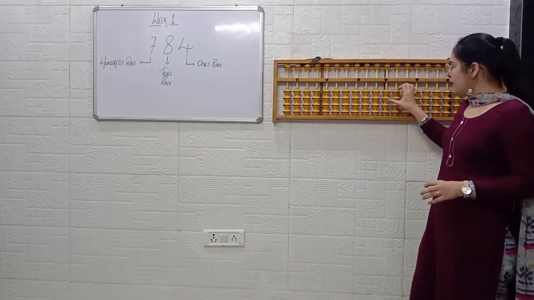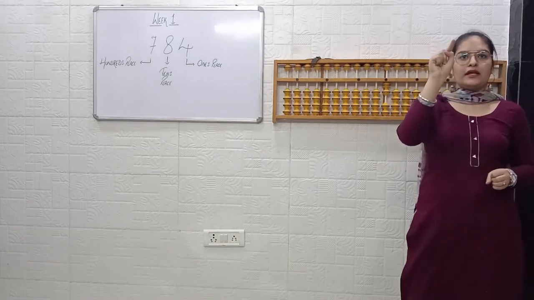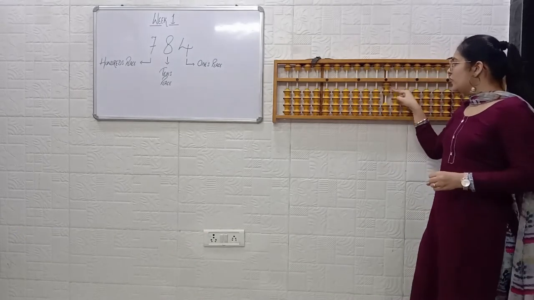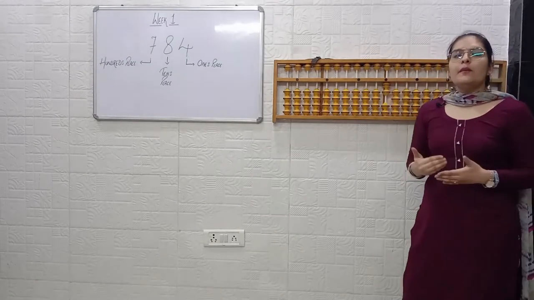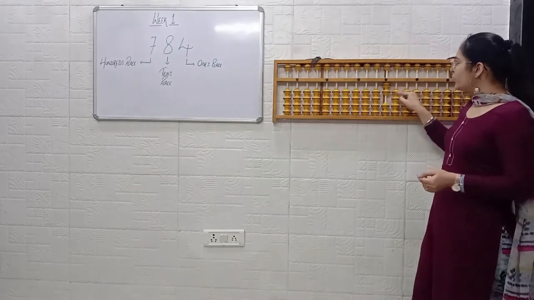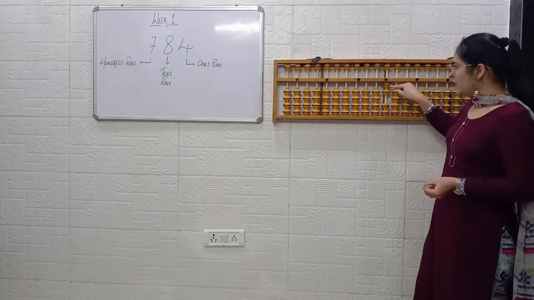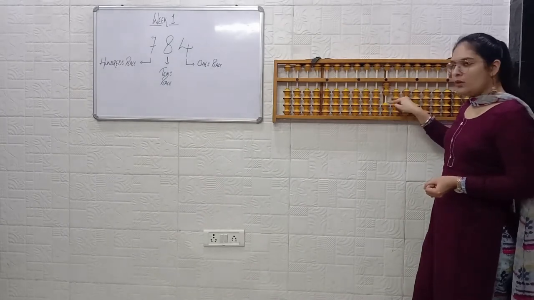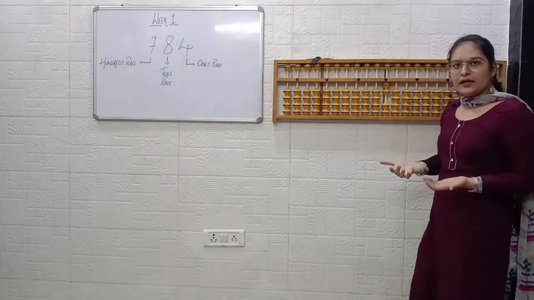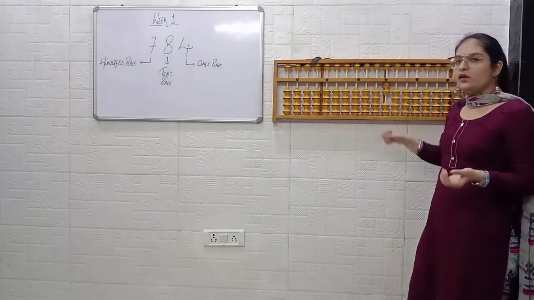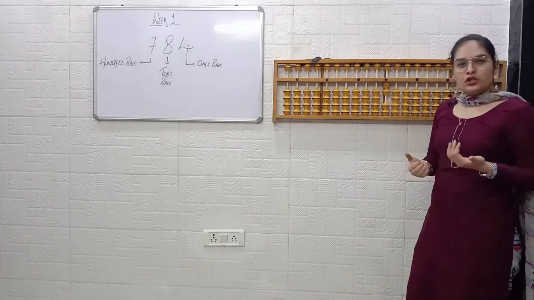Now, let's take another example. You have to use your index finger. You will keep your index finger on the screen and then you will read it. Jitni beads hamari value bar se touch hongi, wo hi hamara answer hoga. Ab hume isko read karna, then how you will read it? Use your index finger. Yahan se niche jayenge, from top to bottom. 1, 2. Ab hum in beads ko read nahi karenge because these beads are not touching the value bar. So 1, 2. Answer is 2.